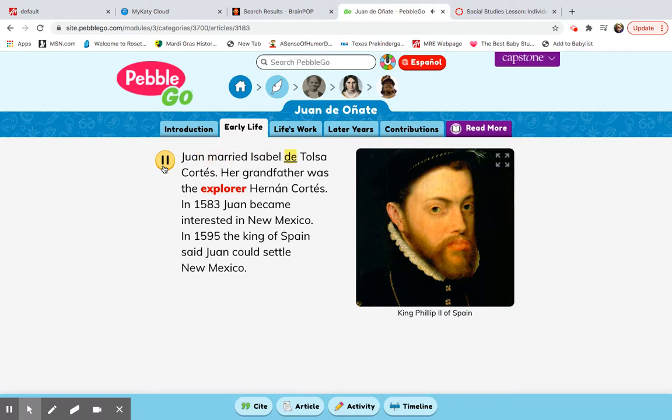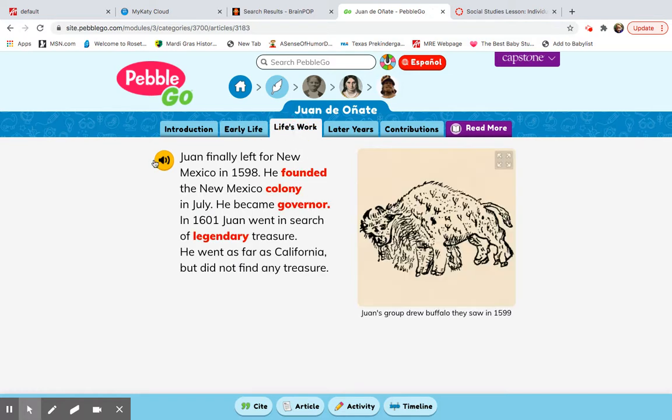Juan married Isabel de Tolosa Cortés. Her grandfather was the explorer Hernán Cortés. In 1583, Juan became interested in New Mexico. In 1595, the King of Spain said Juan could settle New Mexico. Okay, that talks a little bit more about what he did. Juan finally left for New Mexico in 1598. He founded the New Mexico colony in July.